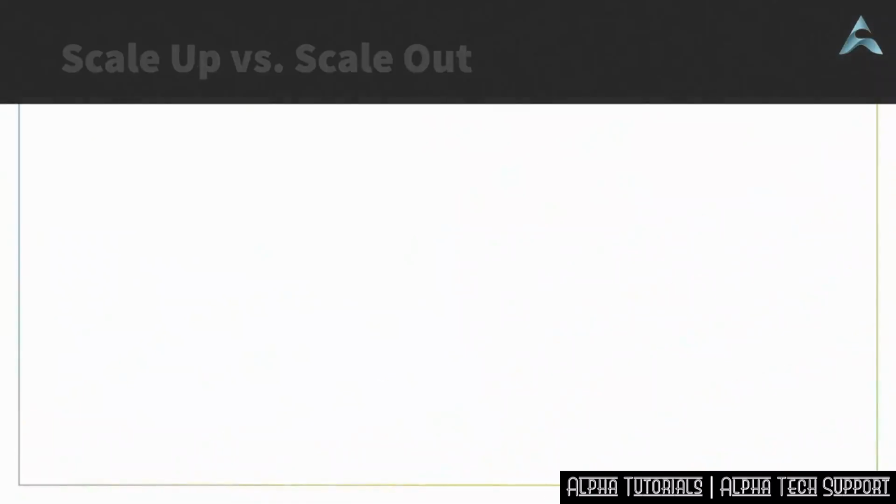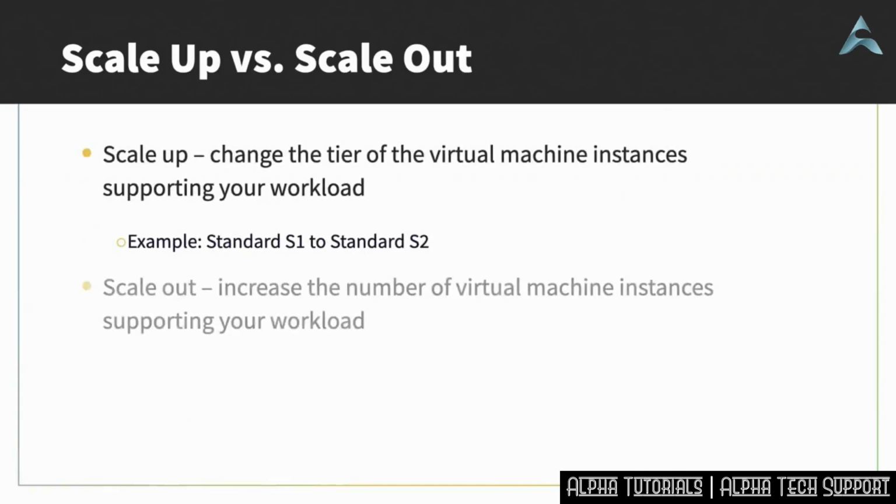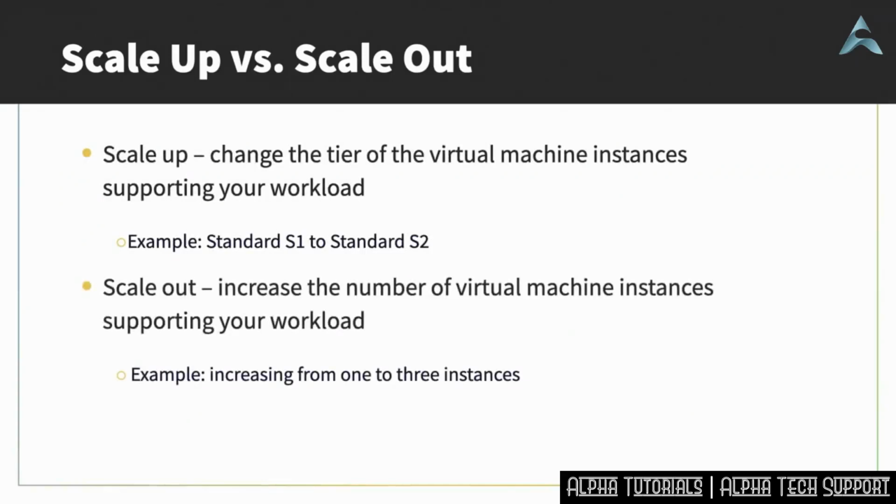When it comes to scaling, the first concept that we need to understand is scale up. And what is scale out? So scale up is when we just want to change the tier of the virtual machine instance that supports our app service. For example, when we move from Standard S1 to a Standard S2. S2 has bigger machines, so machines with more compute capacity, more RAM, and we're just changing that. It can also be from S2 to S1. That's also something that we can do.